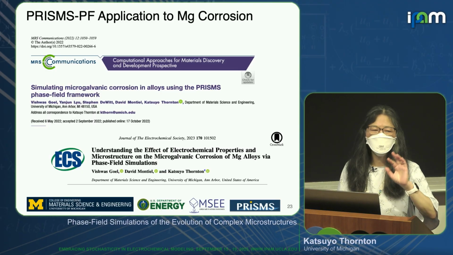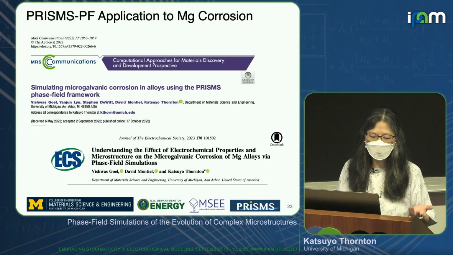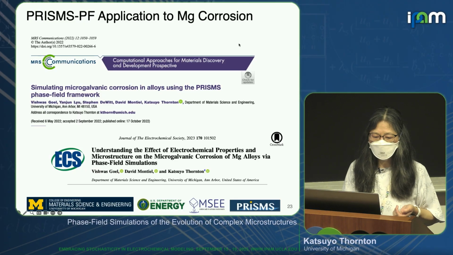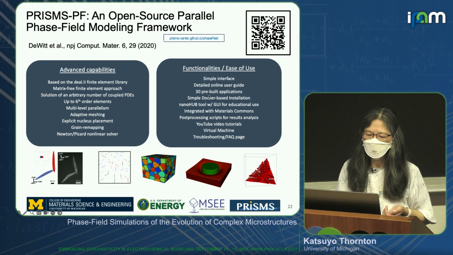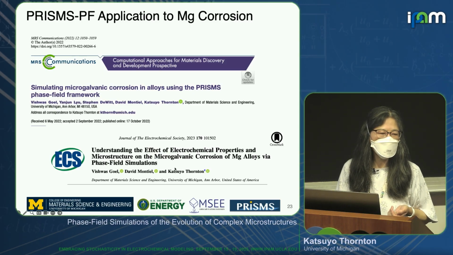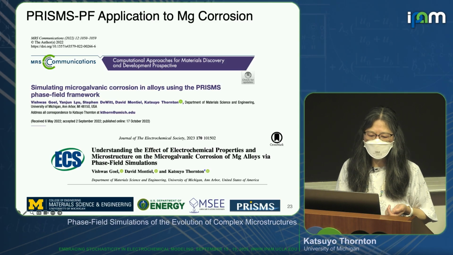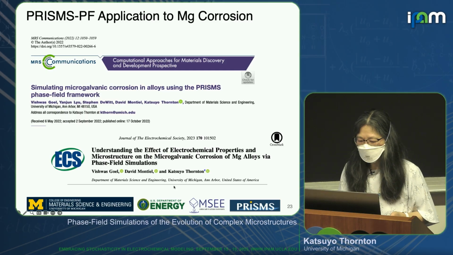So Prism's PF has a whole bunch of applications, like coarsening, grain growth, etc. There are about 30, and two of the applications are on corrosion. The software implementation is described mainly in this paper. There's also a generic Prism's PS paper from 2020, but those are focused on the corrosion itself. And this paper in particular describes more of a microstructural effect.